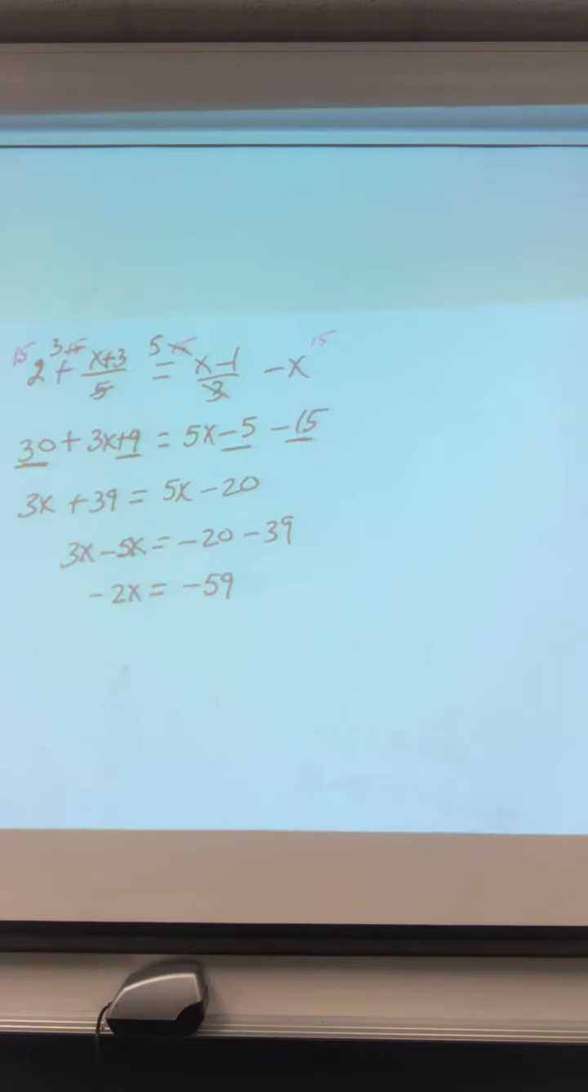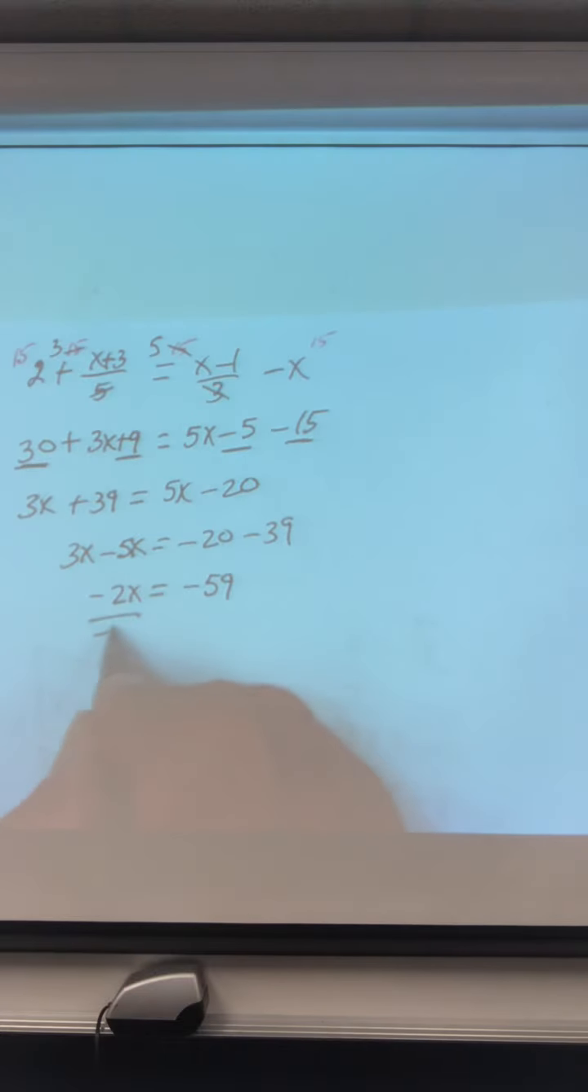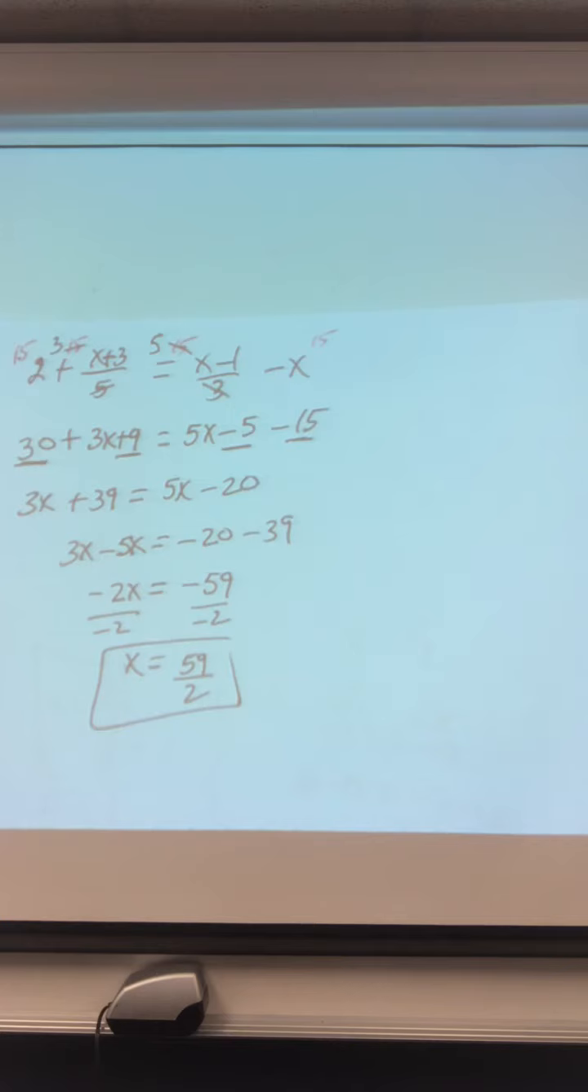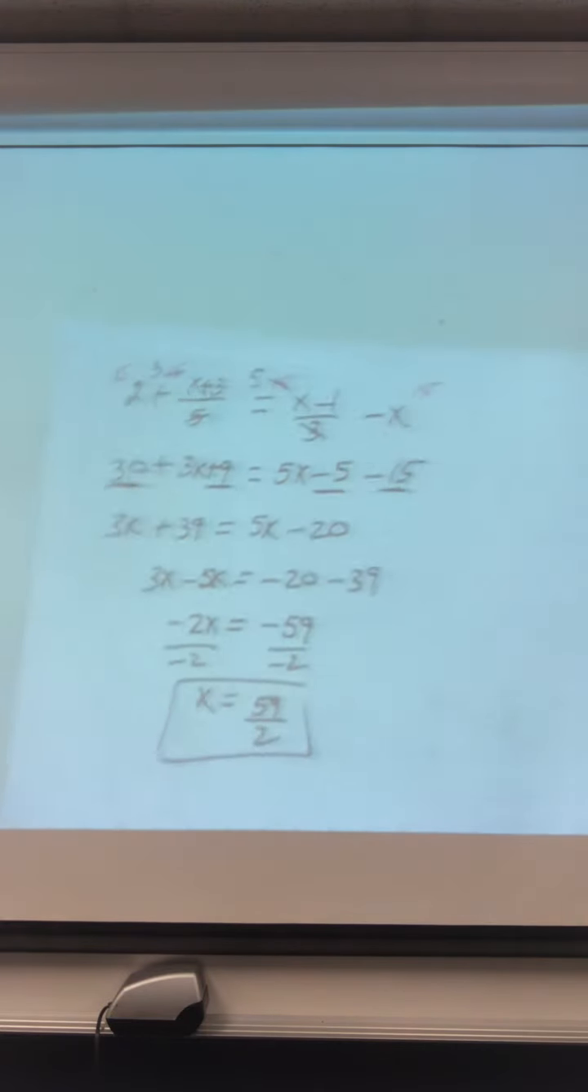And then to get rid of the coefficient of x, divide by negative 2. Get x equals 59 over 2. And once again, that's been happening a lot lately, a negative over a negative is a positive, and 59 over 2 does not reduce. Okay? Let's do another example.